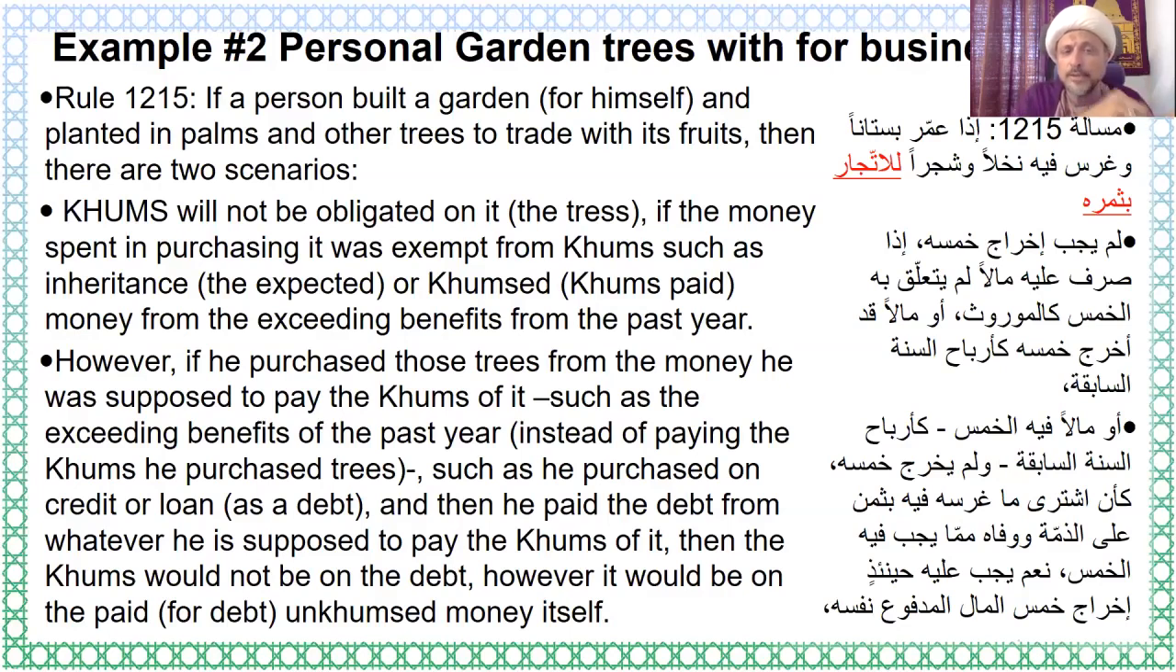Okay, khums was obligated. So we will say the trees, you don't have to pay the khums of it. Okay, you have to pay the khums of the money you paid, which was supposed to be khums. So trees are exempt from khums because they are debt. They are debt. But you paid the money later on from non-khumsed money which was unkhumsed. That's why you have to pay the khums of that money, not the trees.